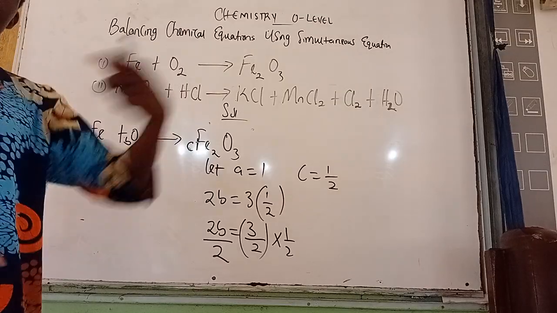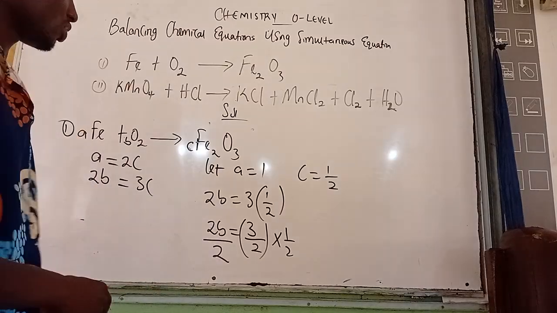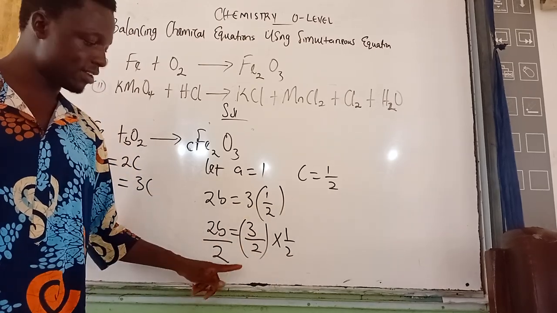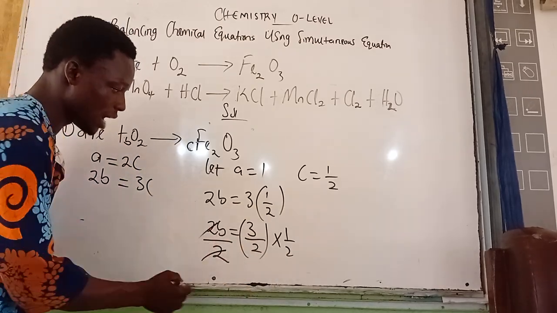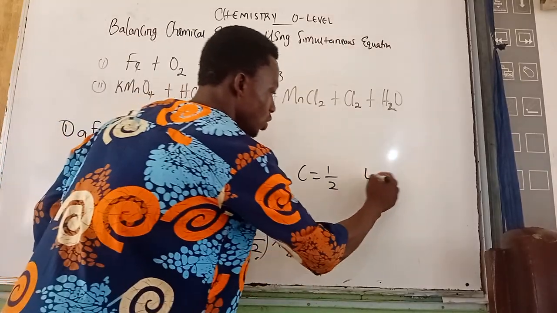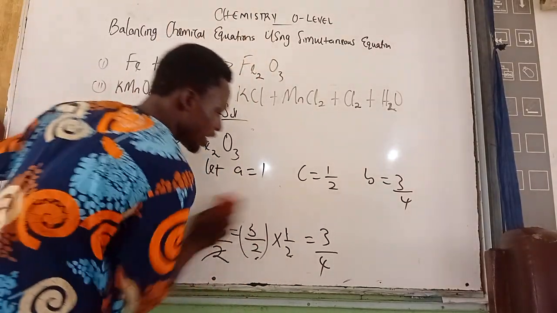Multiplication is also like the inverse of division. So instead of putting over 2, I can put times 1 over 2. The same thing as divided by 2. So here 2 cancels 2. That means 3 times 1, 3. 2 times 2, 4. That means my B is 3 over 4. Are we together? So we found our A, B, and C.